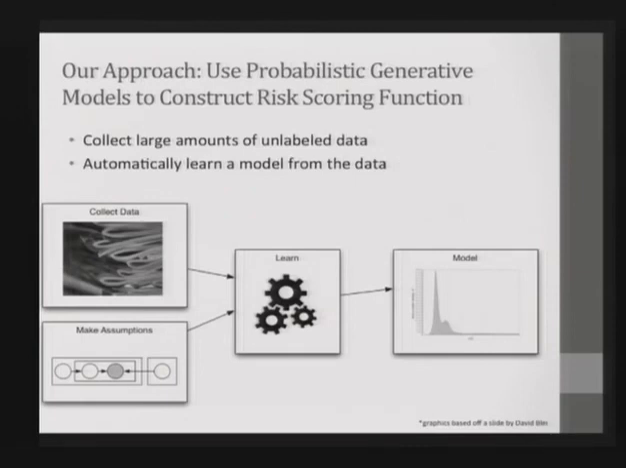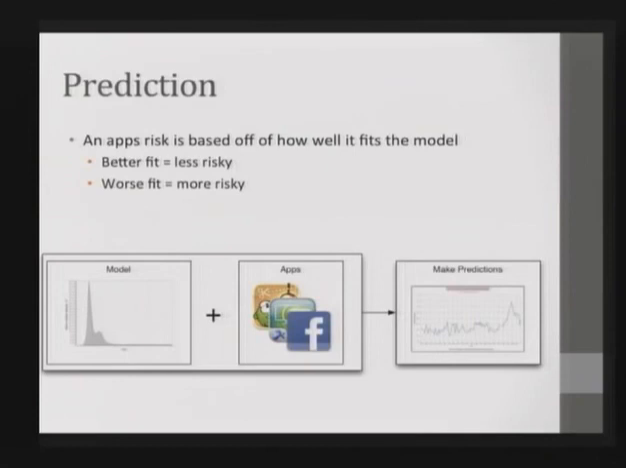And then we take our model, and we want to do prediction with that model. So we take this model and a new app, and we see how well this new app fits together with the model, and we use that to make a prediction about the app. The better that this app fits the model, the less risky we'll think it's going to be, because it conforms to what we expect to see. The worse that this app fits the model, the more risky it's going to be, because it's something we haven't seen before, and we don't really know why it looks like that, and we expect that to be a more risky application.